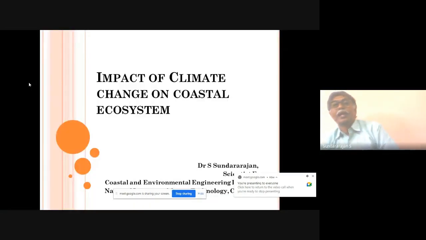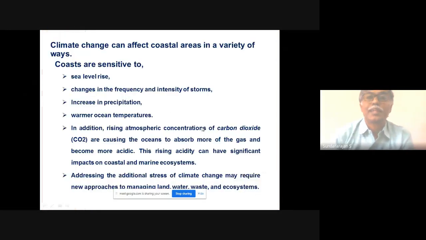So my topic is the impact of climate change on coastal ecosystems. As we are all aware, climate change can affect coastal areas in India in a variety of ways. The coasts are sensitive to sea level rise particularly, and to changes in the frequency and intensity of natural hazards like storms, high waves, tsunamis, increased precipitation, or warmer ocean temperature. In addition, rising atmospheric concentration of carbon dioxide is causing the ocean to absorb more of the gas and become more acidic. The pH level may reduce. This rising acidity can have significant impact on coastal and marine ecosystems, like coastal organisms.